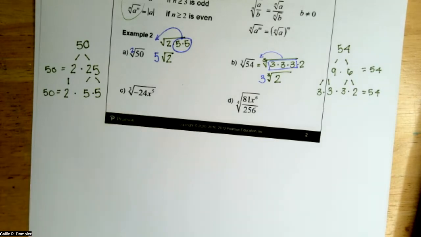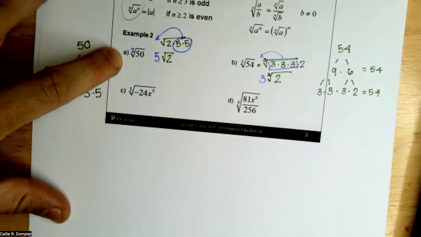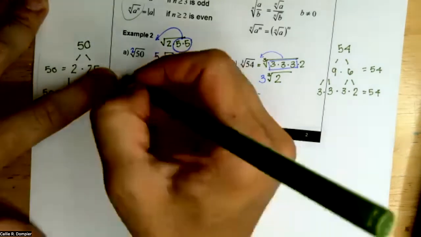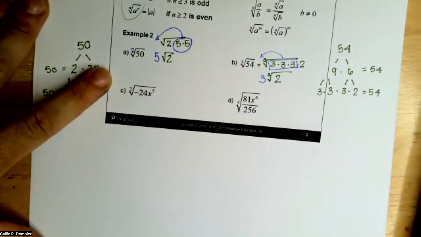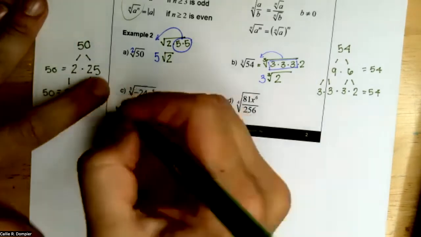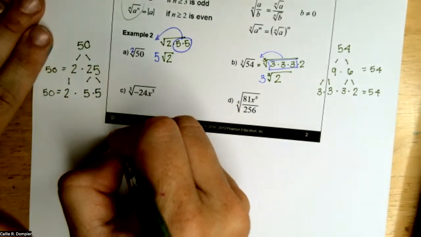C has a negative number under the radical, but as long as that radical is not a 2 or not an even number, sorry, it is okay. We can find the answer. If this is odd, this can be negative. So negative 24.